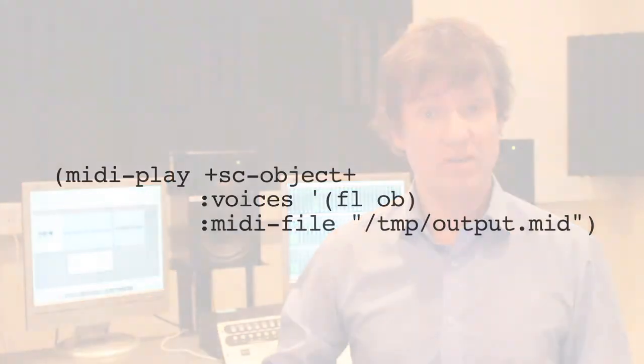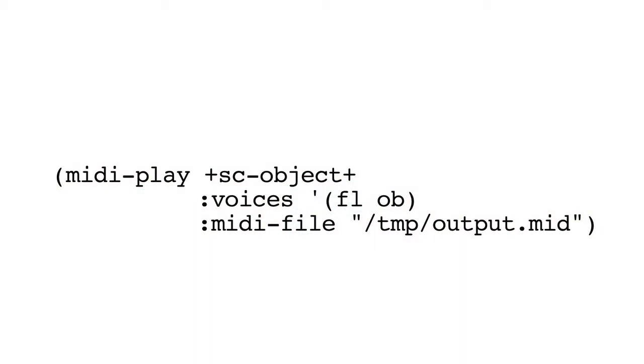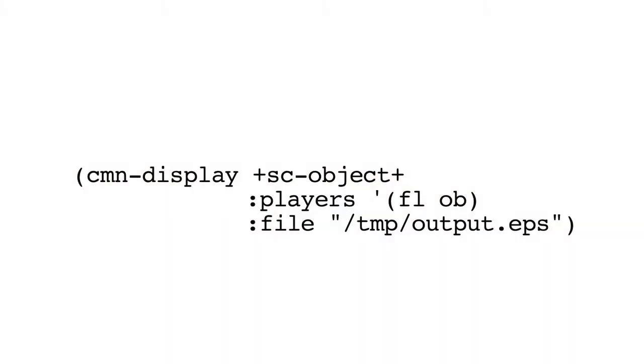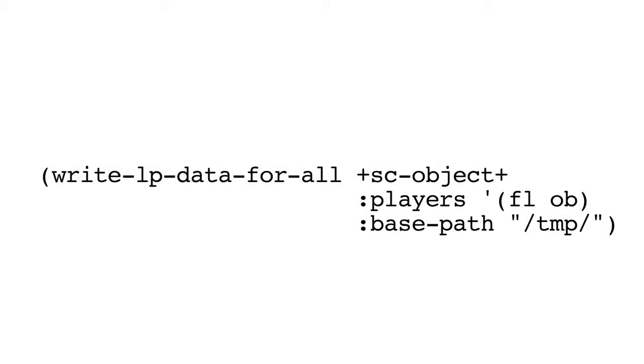If we then want to exclude computer parts from the MIDI and score output, we can, when calling the MIDI play function, use the voices argument to specify just the flute and oboe parts to be written, so the computer part will not be included in the output MIDI file. Similarly, we can use the players argument for CMN display and write LP data for all to just have the flute and oboe parts written to the output score files.